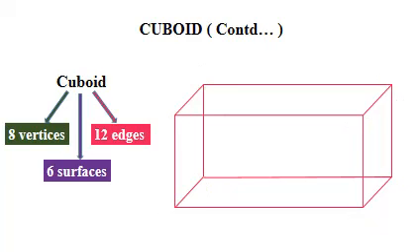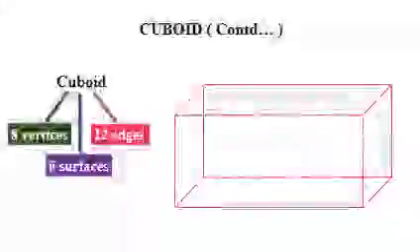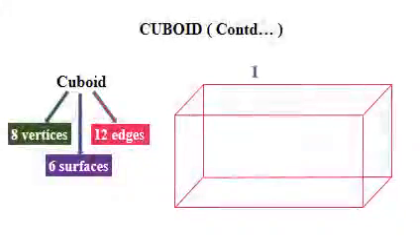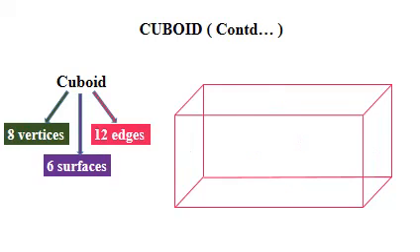Now let's count the 6 surfaces of a cuboid. First is the upper one, the lower surface, the rightmost, and the leftmost, the back one or the rear surface, and now the sixth one is the front surface of a cuboid. So a cuboid has 6 surfaces.